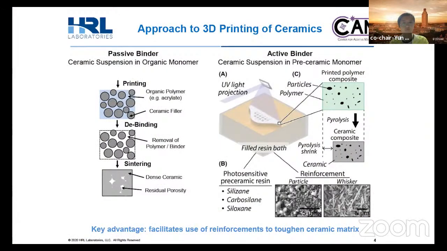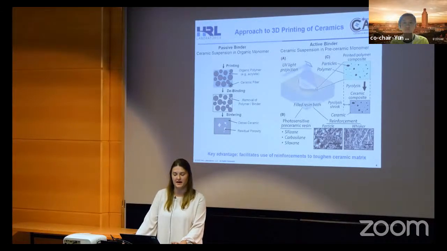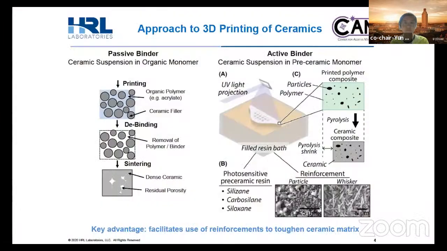We use this pre-ceramic polymer as an active binder in our 3D printer. In an active binder approach, the printed pre-ceramic polymer undergoes direct conversion from polymer to ceramic via pyrolysis. This is different from more conventional passive binder 3D printing. With a passive binder, a ceramic particle suspension is used in an organic UV curable polymer to create the part. After the part is printed, the binder is removed and the remaining ceramic particles are sintered together. The process is often very lengthy and leaves residual porosity in the part.